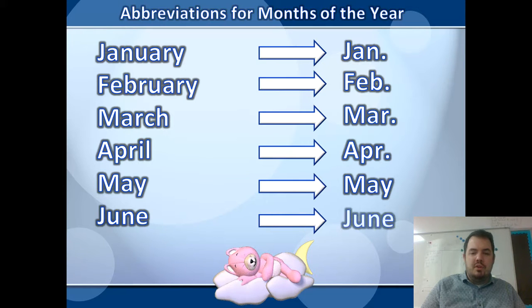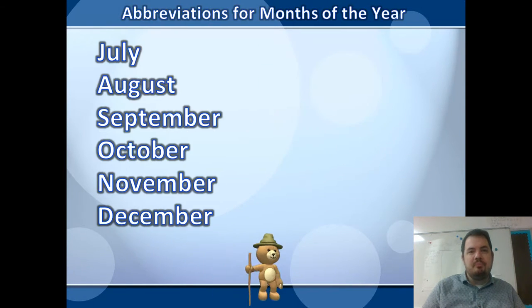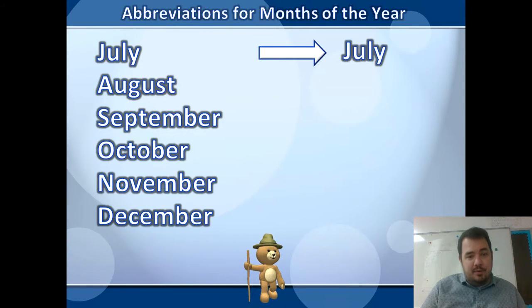Next one is June, and same thing for June. It just stays how it is. After that, we have July. July stays how it is. Kind of weird. There is no abbreviation for it.